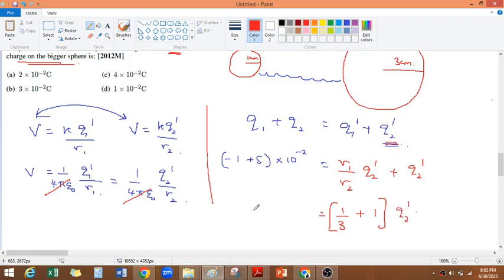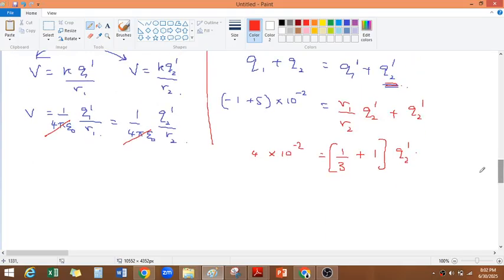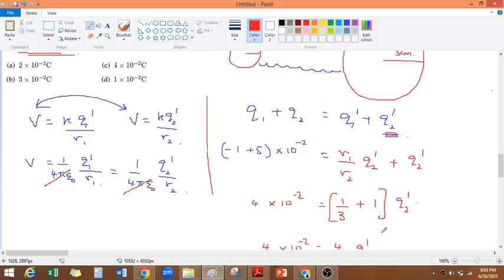So this will become 4 into 10 power minus 2. This is 3 plus 1, 4 by 3. So 4 cancel ஆயிடும். So 4 cancels, so I will be getting 3 into 10 power minus 2 is equal to Q2 dash. So that's my answer. So 3 into 10 power minus 2 is my answer.